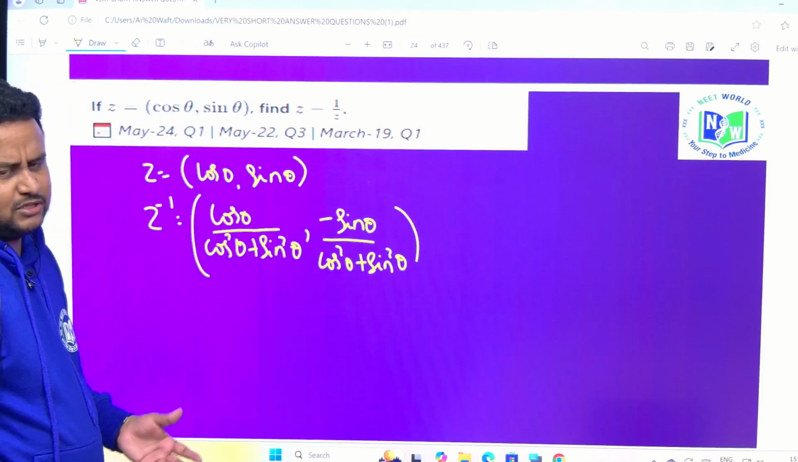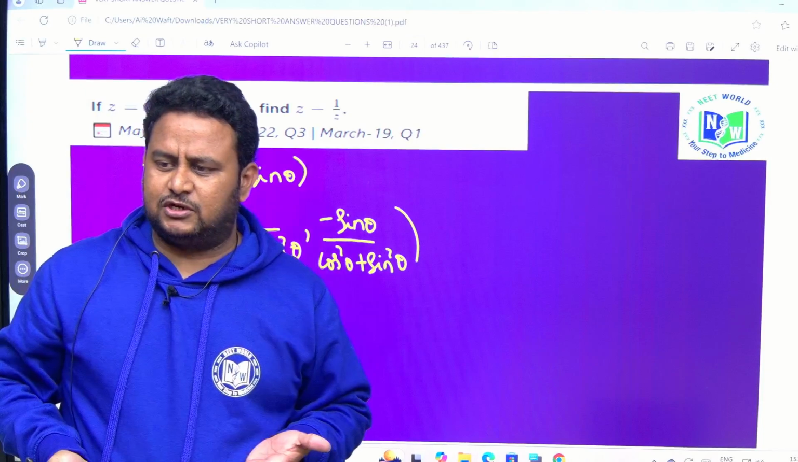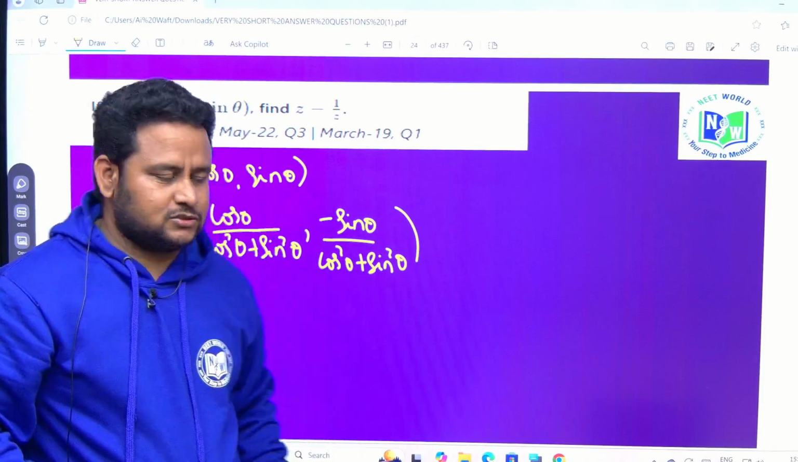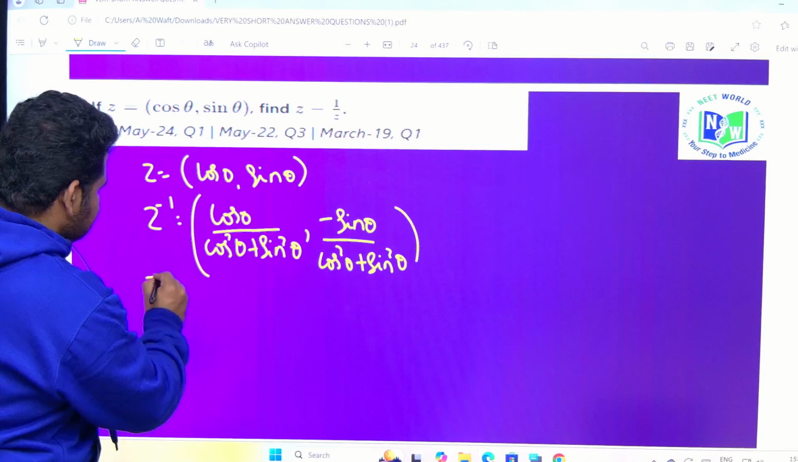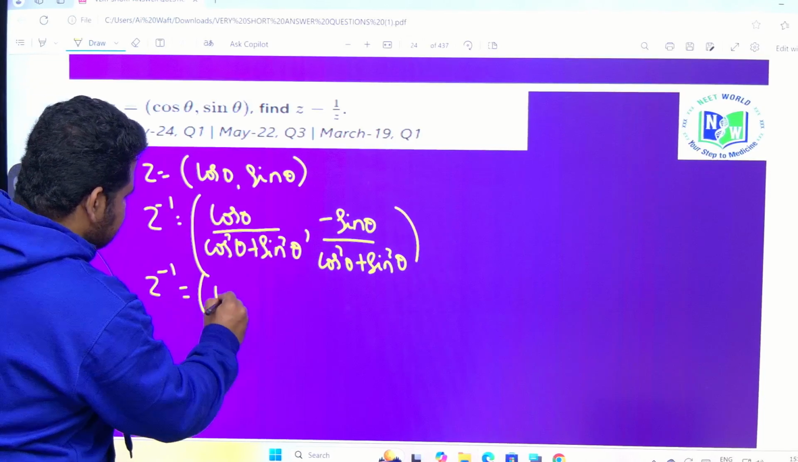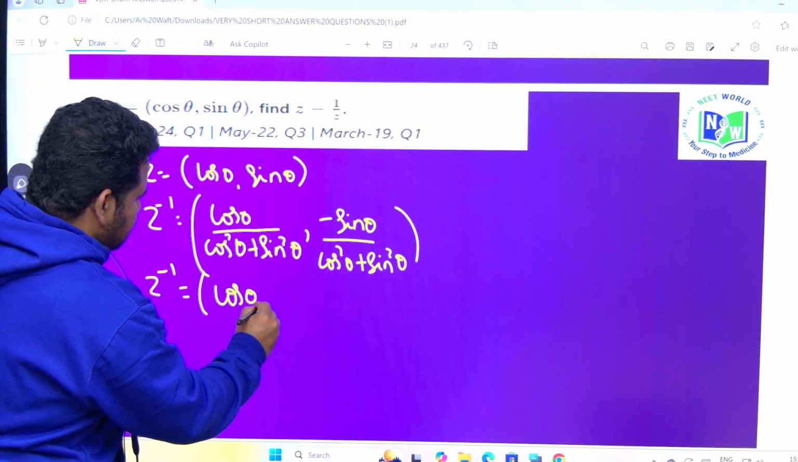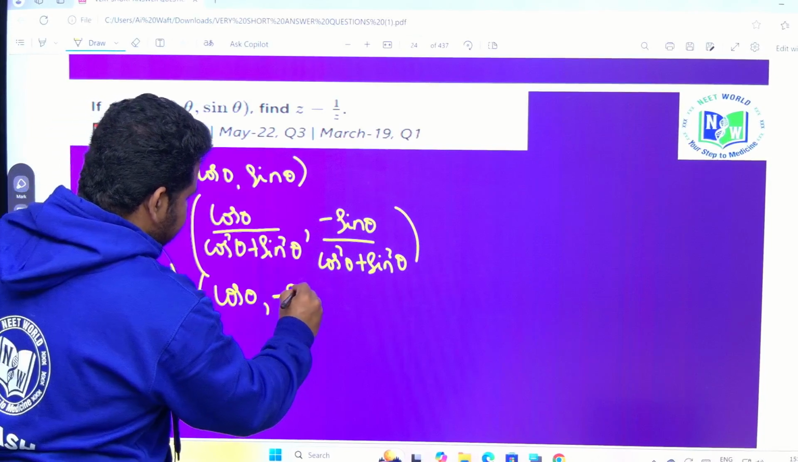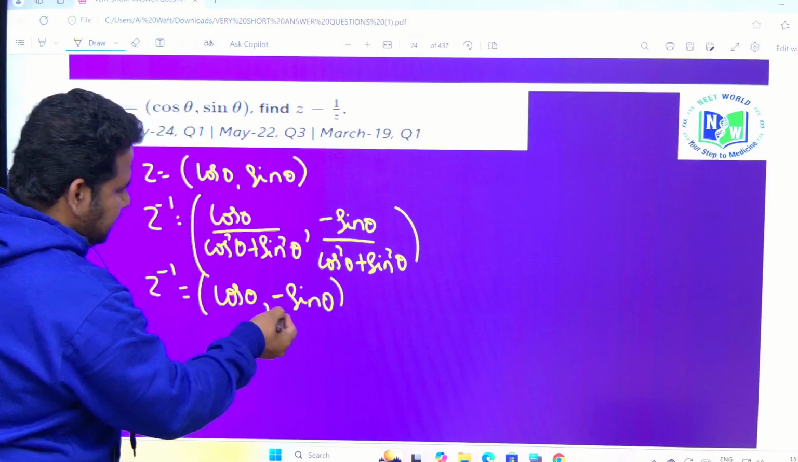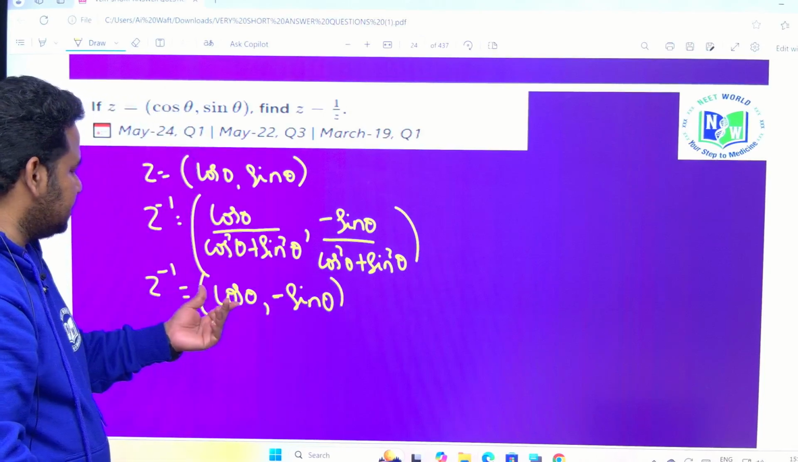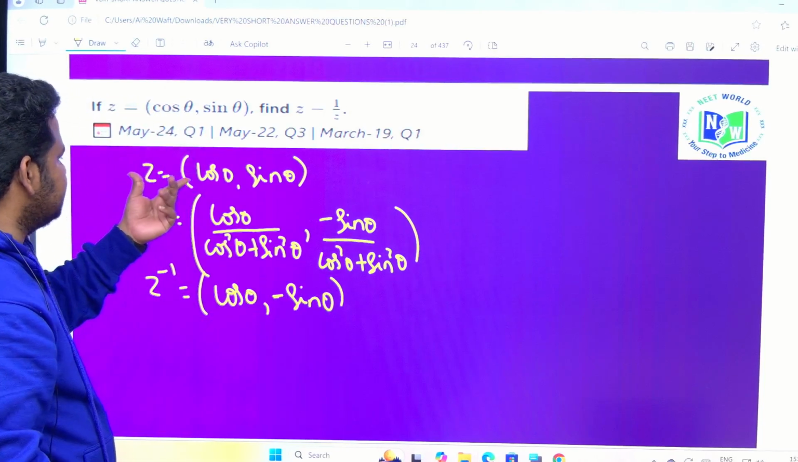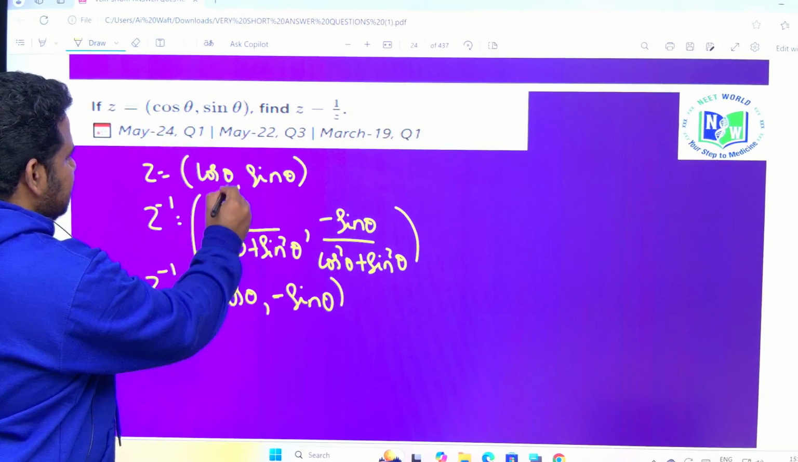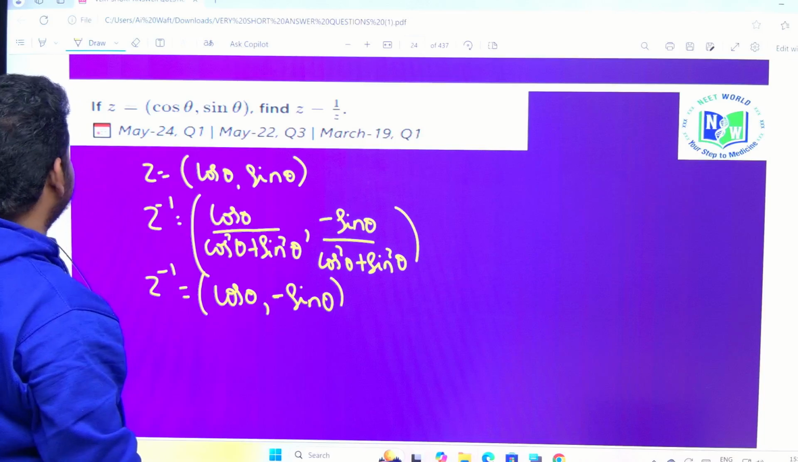But we already know that cos square theta plus sin square theta is equal to what? Is equal to 1. So, this will become z inverse equal to (cos theta, comma minus sin theta), because the denominator is 1. So, z inverse you got as (cos theta, minus sin theta), z is equal to (cos theta, sin theta). So, they are asking you to find z minus 1 by z.